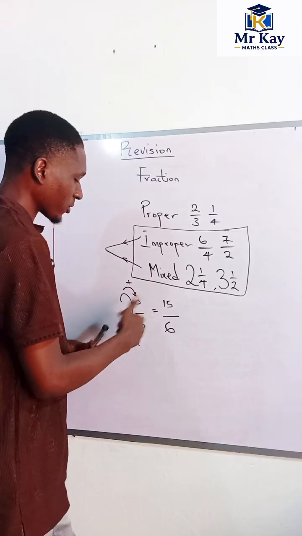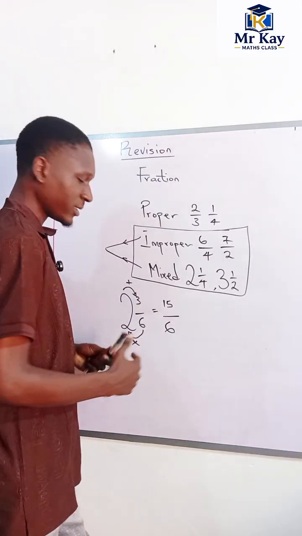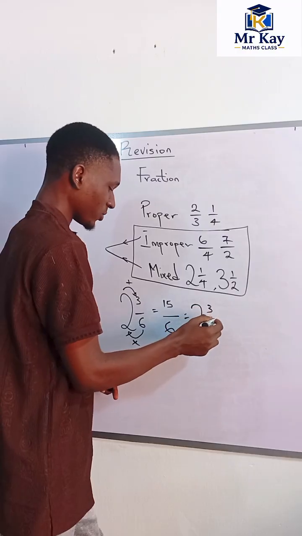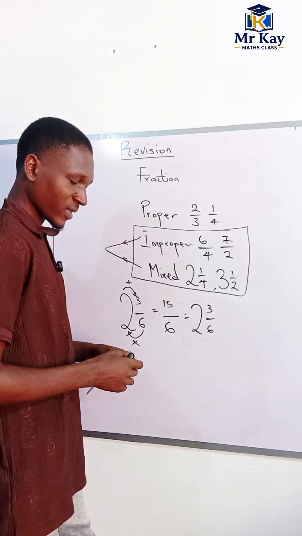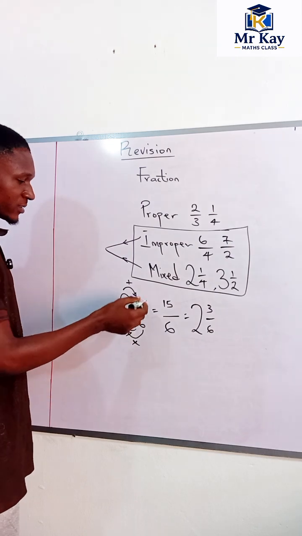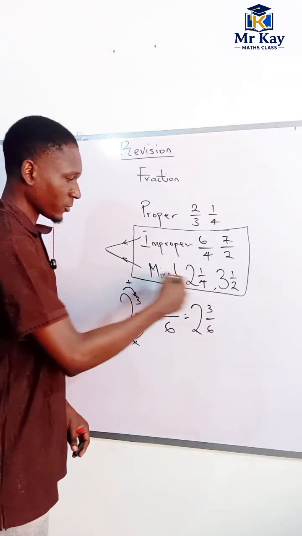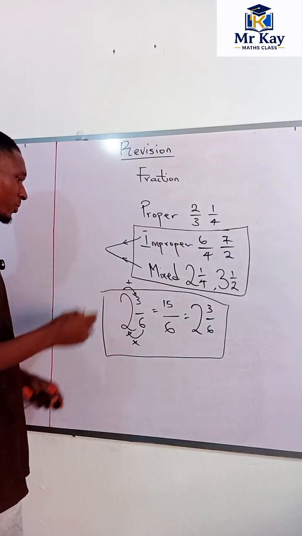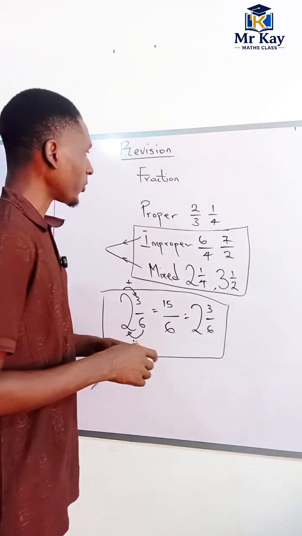The same thing when you want to convert back, you are going to divide. 15 divided by 6 is 2 whole number, remainder 3 out of 6. Now, remember this fraction was not in its lowest term. This is 3 over 6 instead of 1 out of 2. So this is how you convert fractions from improper to mixed and from mixed to improper.